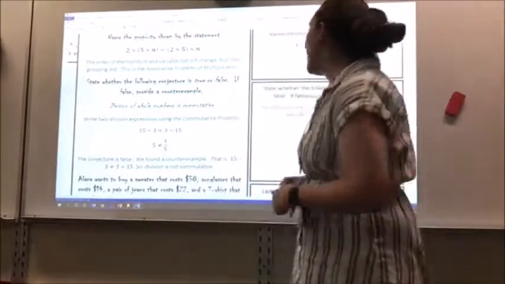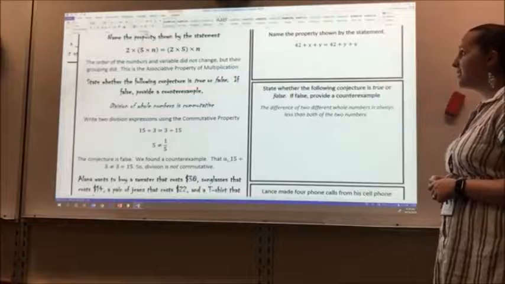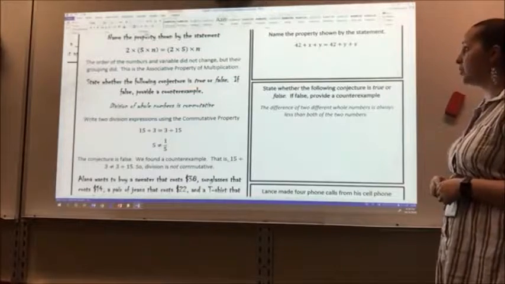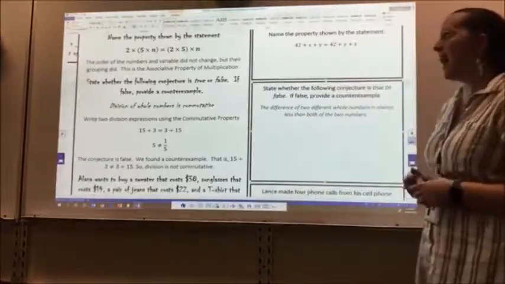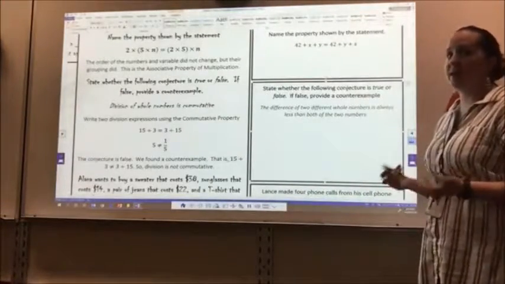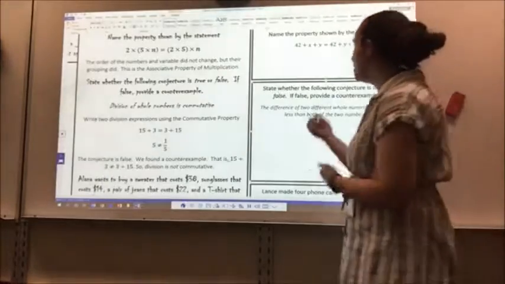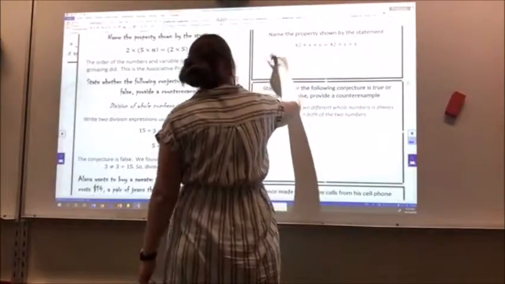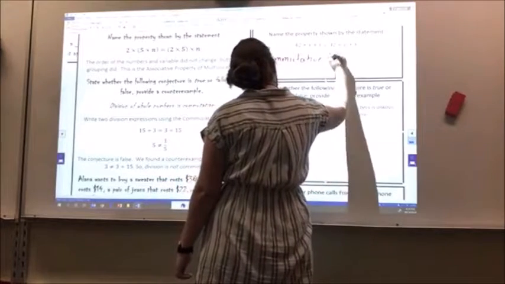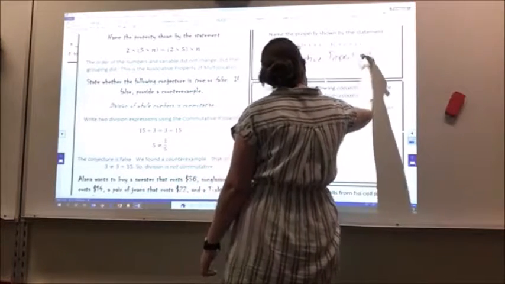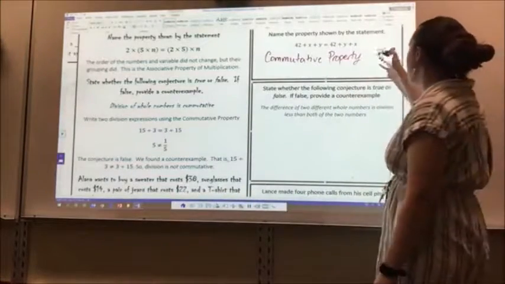The first one I have is name the property shown by the statement 42 plus x plus y equals 42 plus y plus x. So if you notice, I don't have any grouping symbols, so it's not an associative property, which means it needs to be commutative. So it's commutative property. And this is the commutative property of addition because I'm adding.